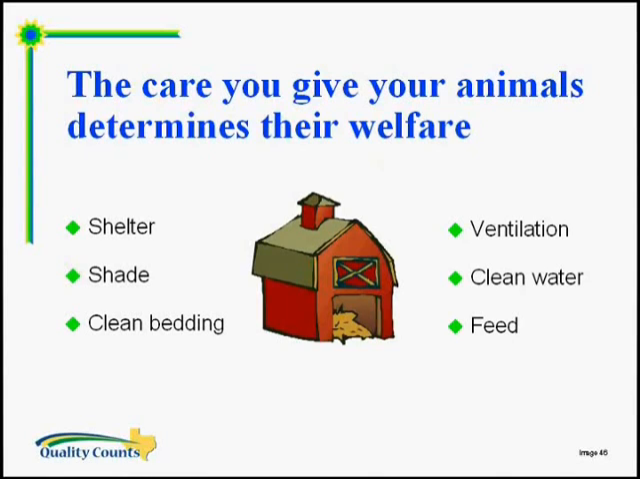Okay, let's go ahead and talk about taking care of animals. As far as shelter, we live in an area where it's very warm and windy. We want to make sure that we provide good shelter for animals. Shading is very important. Clean bedding, ventilation, also for our hot weather, and clean water and feed. All these are very important.